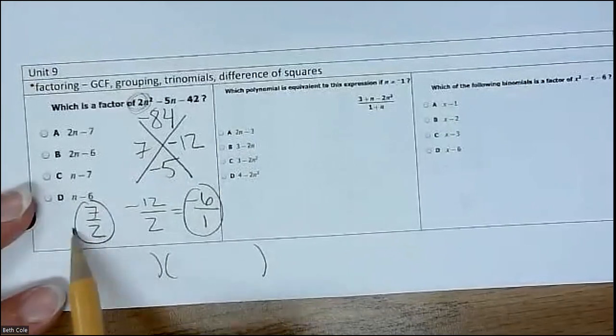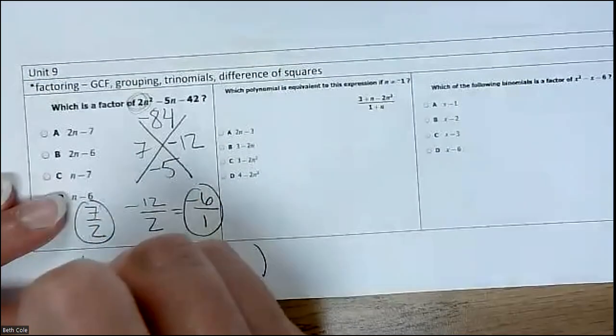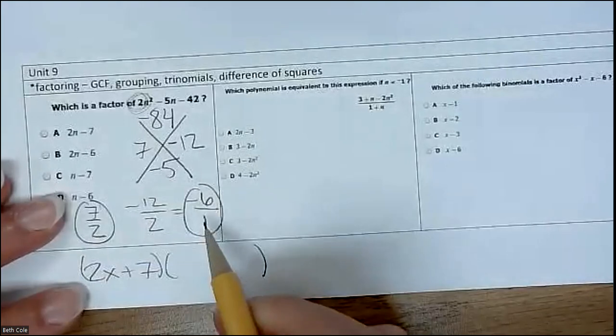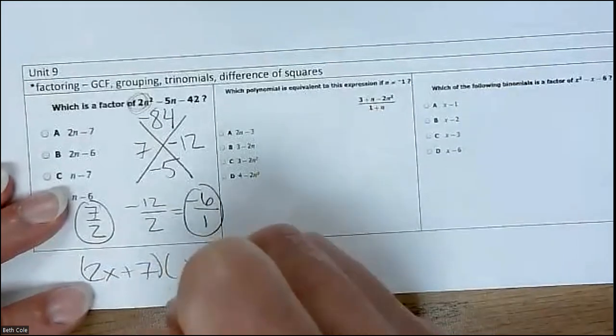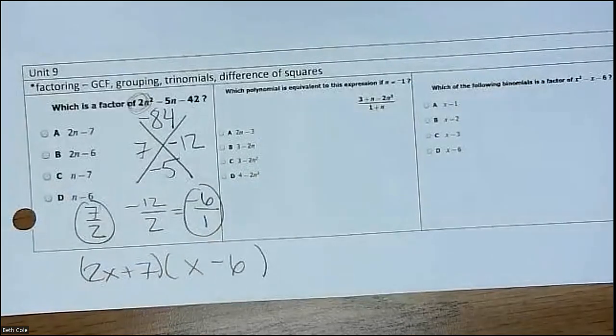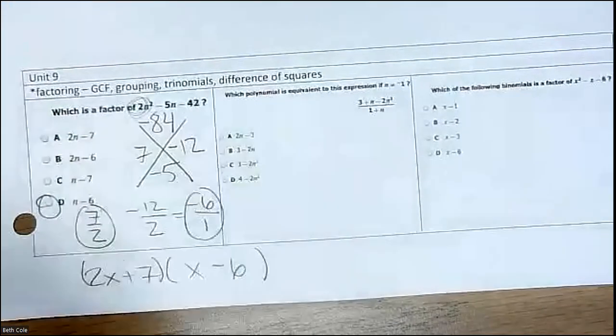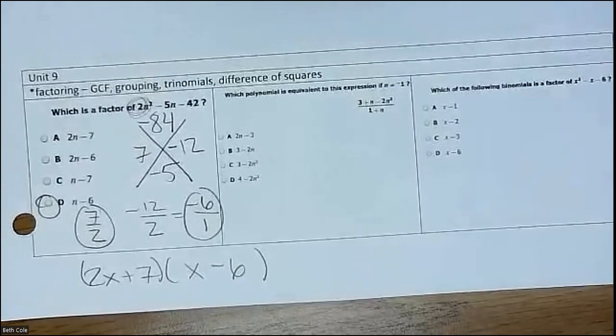So what's this first one? 2x plus. Good. 2x plus 7. And that's 1x minus 6. The answer choice is just one or the other of those. So you're looking for one or the other. Oh, and I wrote x, but it's n. I'm sorry. Which one's our answer? D. It's n minus 6. I'm sorry. I'm so used to writing x, but that one was n.